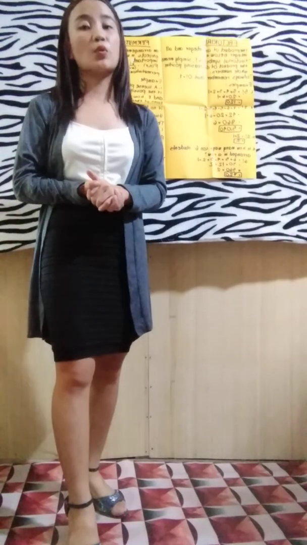For this one, this is a problem. In how many ways can 6 students arrange in a row? So that means there are 6 students that will be arranged in a row. So 6 factorial. 6 factorial is equal to 6 multiplied by 5, by 4, by 3, by 2, and by 1. And the result will be 720. So that means there are 720 ways 6 students can arrange in a row.